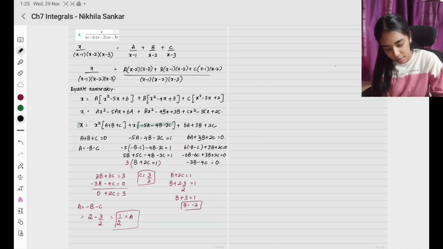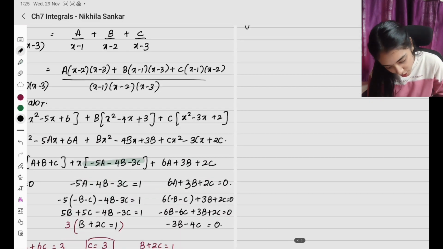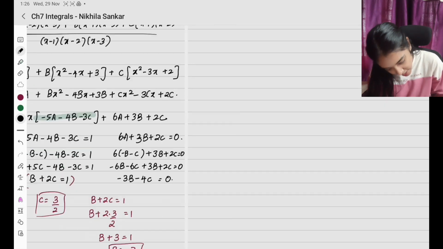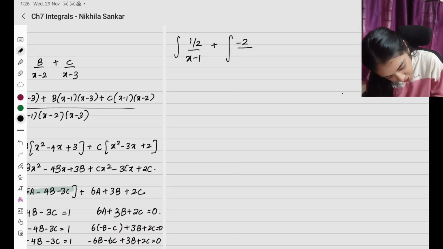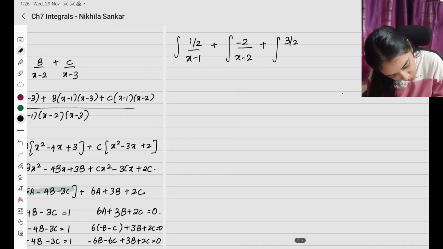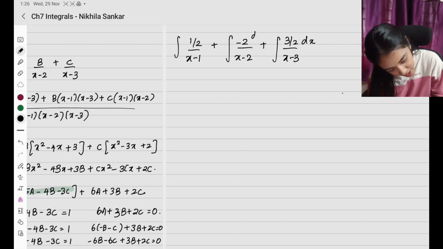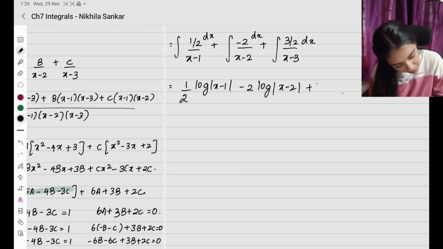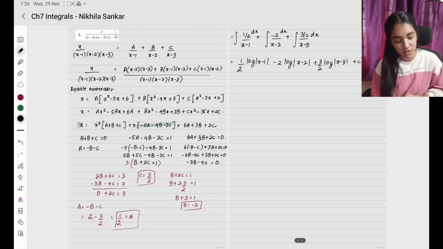So இப்போ the integral substitute பண்ணலாமா? So my integral is going to be integration of a divided by x minus 1, which is going to be 1 by 2 divided by x minus 1 plus integral b divided by x minus 2, which is going to be minus 2 divided by x minus 2 plus integral c divided by x minus 3. C oda value 3 by 2. So 3 by 2 divided by x minus 3 times dx. எல்லா இடத்துலயும் dx இருக்கு. Okay, so this is going to be, when I take the half outside, I have log mod x minus 1 minus 2 log mod x minus 2 plus 3 by 2 log mod x minus 3 plus c. Okay, so this is my final answer. Please copy.